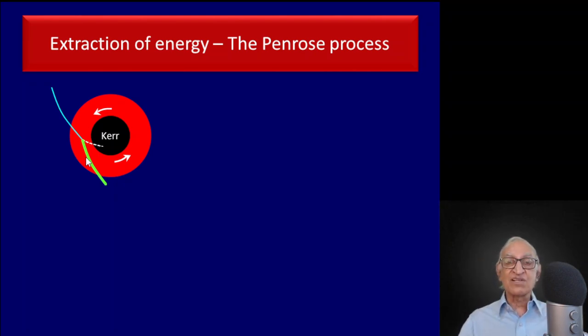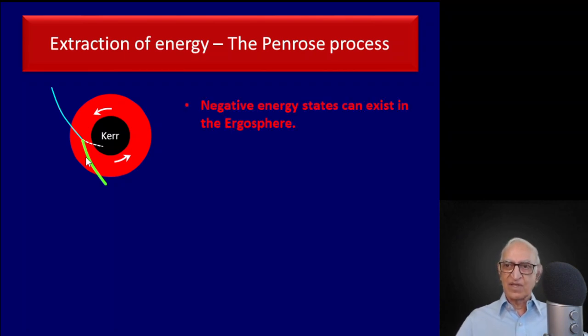Now, what do you mean, particle with negative energy? Particles with negative energy, you just said, cannot exist. True, it cannot exist in the world we live in. But inside the ergosphere, negative energy states are allowed. So a particle can have negative energy with respect to infinity as long as it is inside the ergosphere.